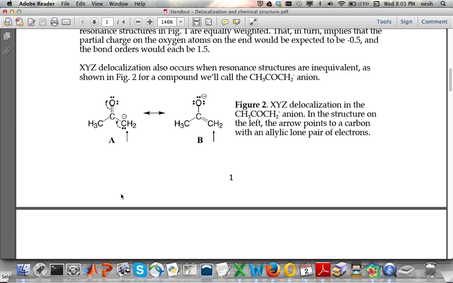All right, the next set of questions on the Prelab have to do with XYZ delocalization on the CH3COCH2 minus anion. So here I've drawn for you 2 of those resonance forms. These are the 2 most important ones. And how many pi bonds and pi electrons are there? Well, there's just 1 pi bond with 2 electrons, and there they are again. So at any given time, we just have 1 pi bond.